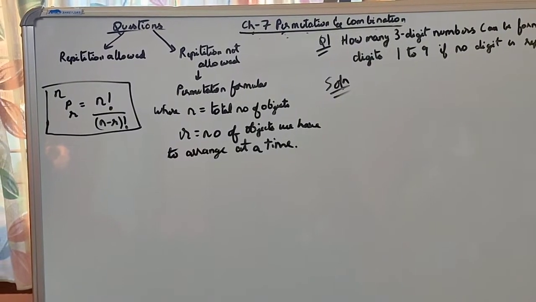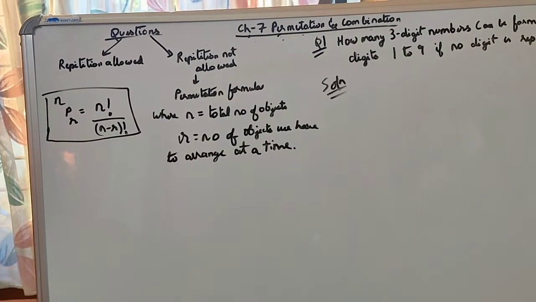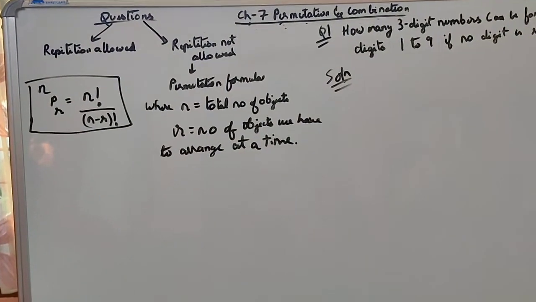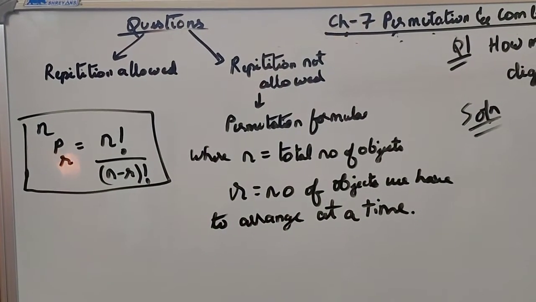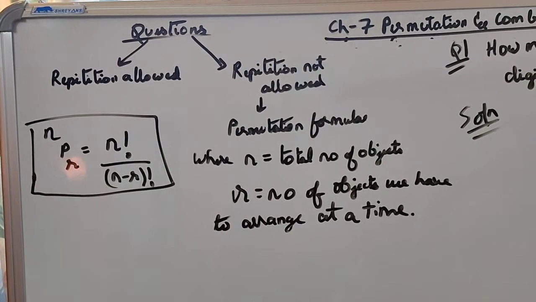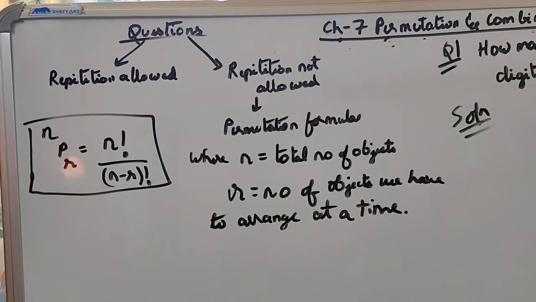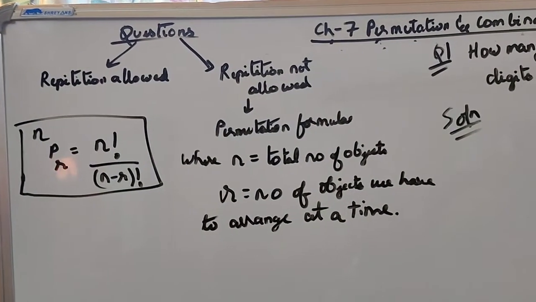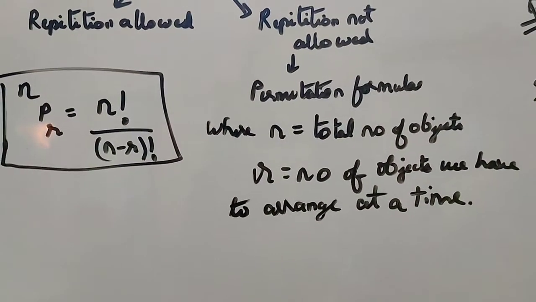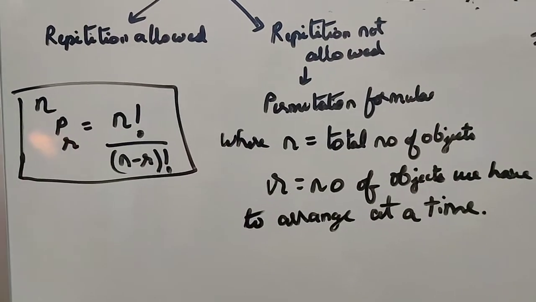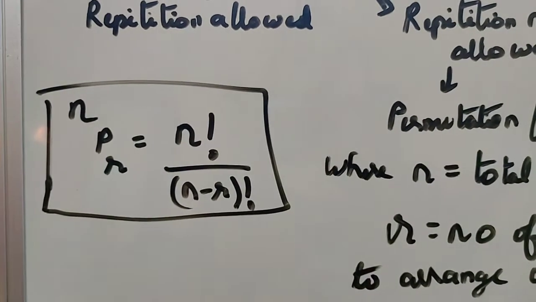Hello students, in this video we will learn to solve questions using the permutation formula. In exercises 7.1 and 7.2, you have come across questions where some ask whether repetition is allowed and some say repetition is not allowed. In case of repetition not allowed, you can use the permutation formula, nPr equal to n factorial divided by (n minus r) factorial.